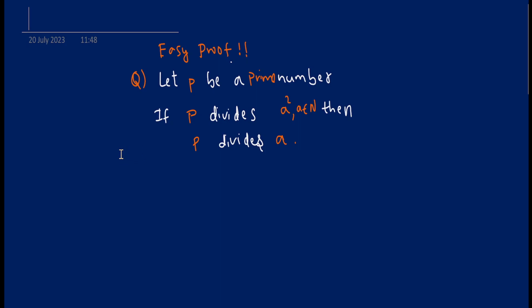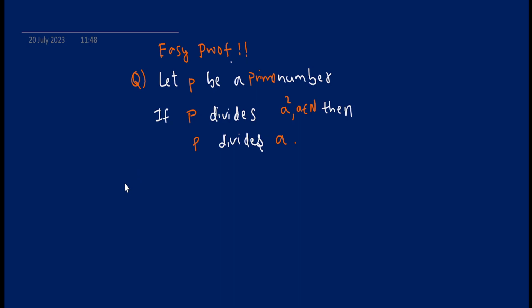In this video, we are again going to do an interesting proof which is related to prime numbers. And the statement goes as follows. Let p be some prime number, and if p divides a square where a belongs to some natural number, then p divides a. This is the statement and we have to prove it. Think for a while about the very formal proof for the statement.